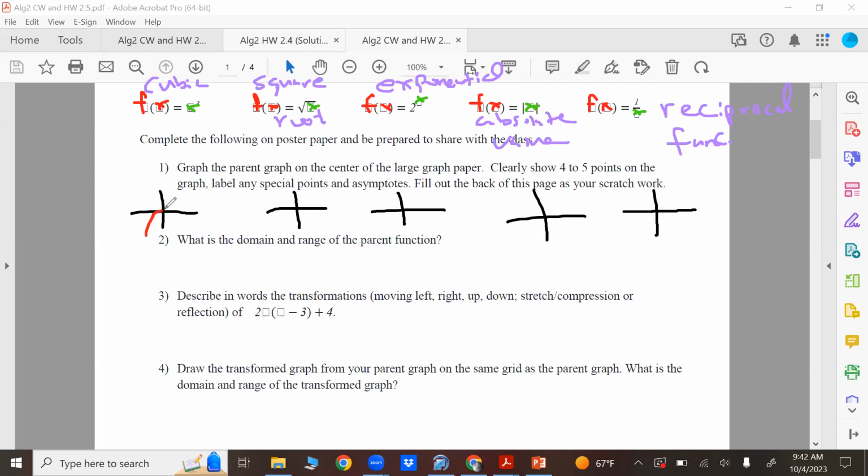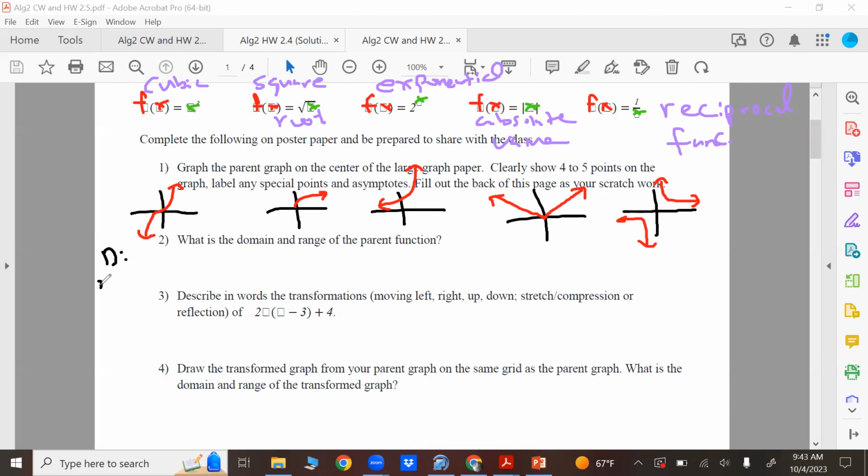So cubic will look like this. Square root looks like this. 2 to the x looks like this. Absolute value of x is a V shape. And 1 over x, we did talk about the other day, looks like this. Okay, those are the 5 from up above. Now we'll do domain and range for each of these.